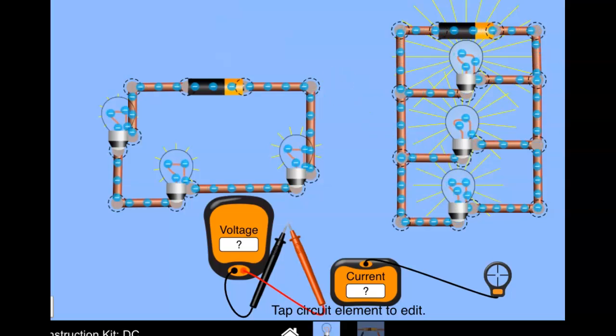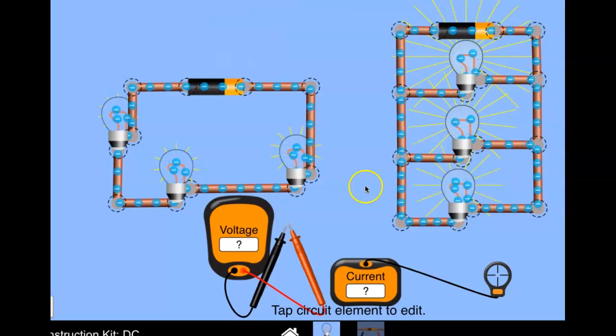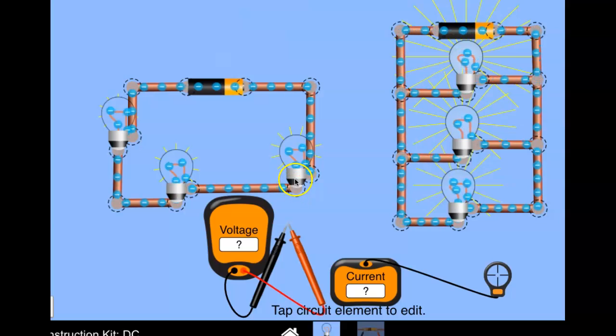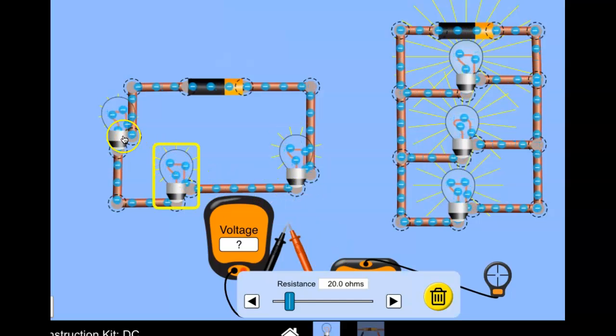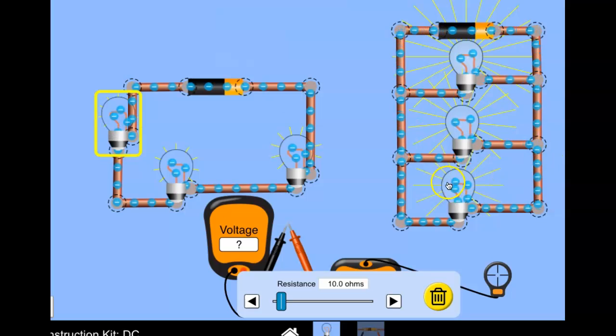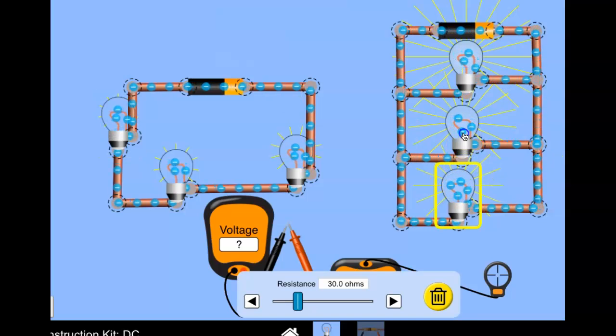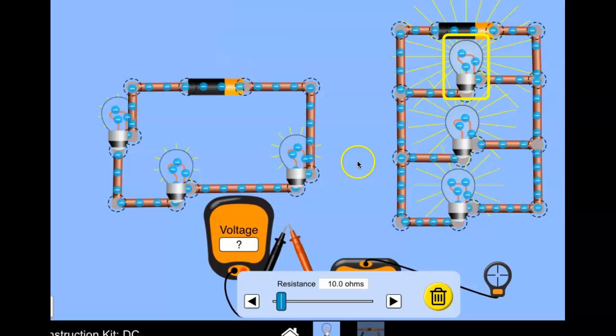Okay, so one is a series circuit, one is a parallel. I have three light bulbs in. They are not identical light bulbs though. If I were to click on each light bulb, alright, is it going to let me click? There it goes. Sorry, that one's 30 ohms, that one's 20, that one's 10. Same thing basically here, 30, 20, 10.